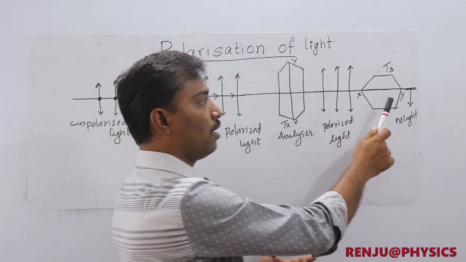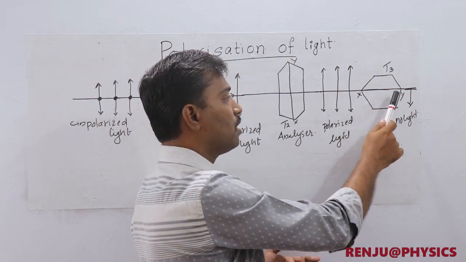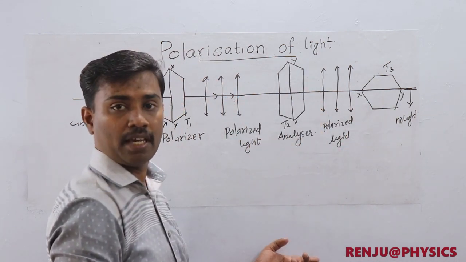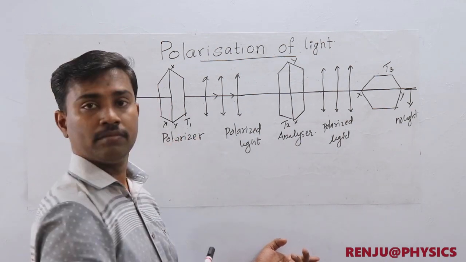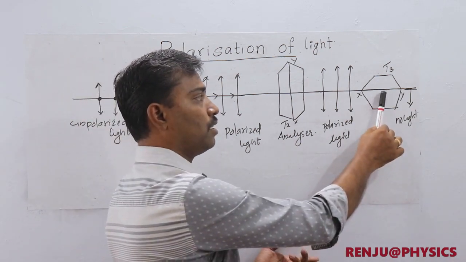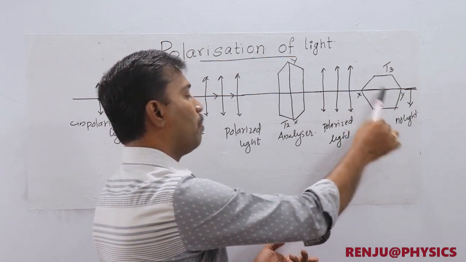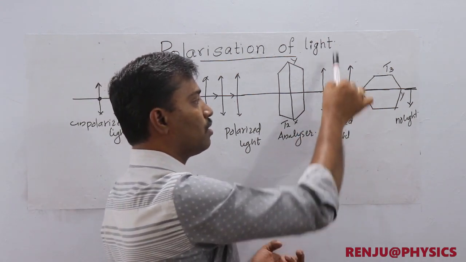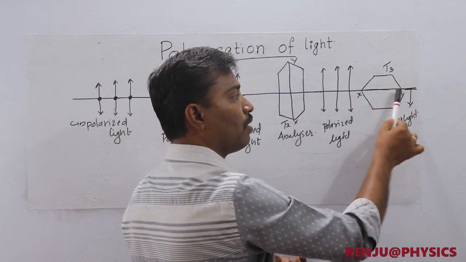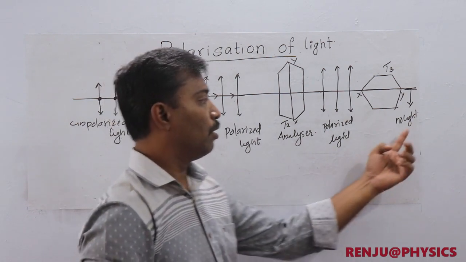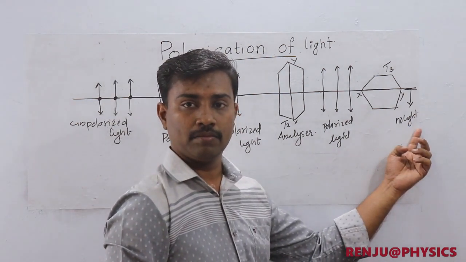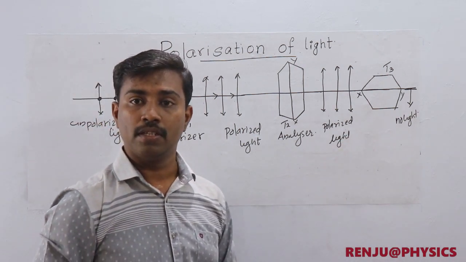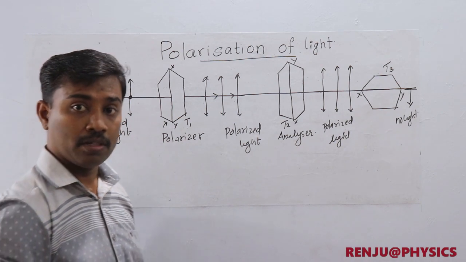And we use another crystal, T3. Here we can see that the axis of the third crystal T3 is perpendicular to the crystallographic axis of T1. So here the vibrations are perpendicular to the crystallographic axis of T3. So no light is coming out. From this we can prove that light is transverse in nature.